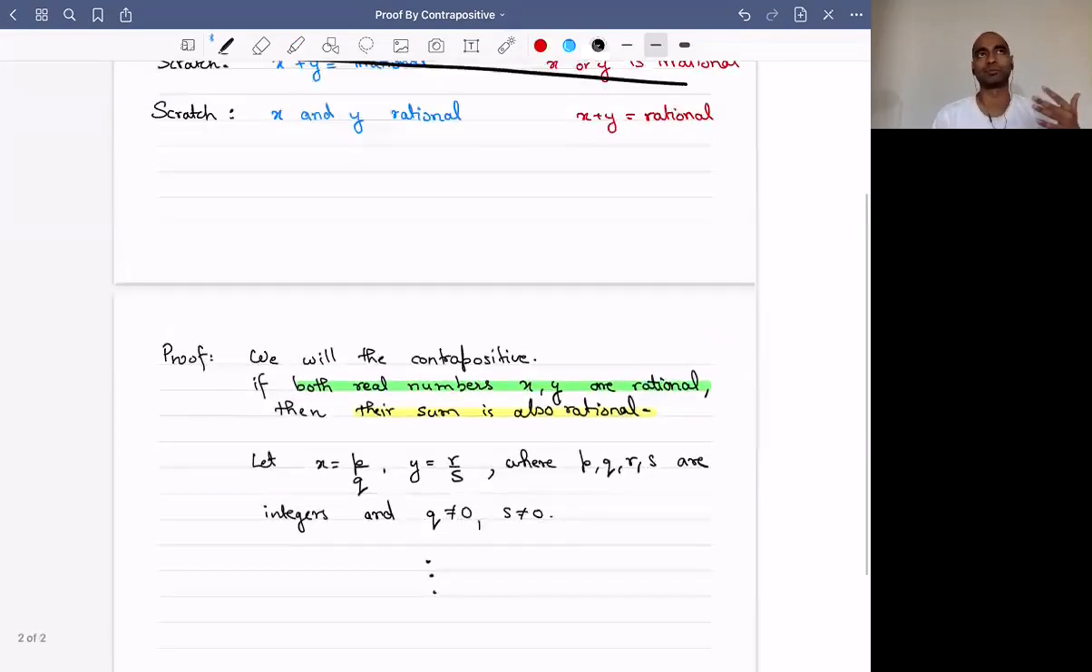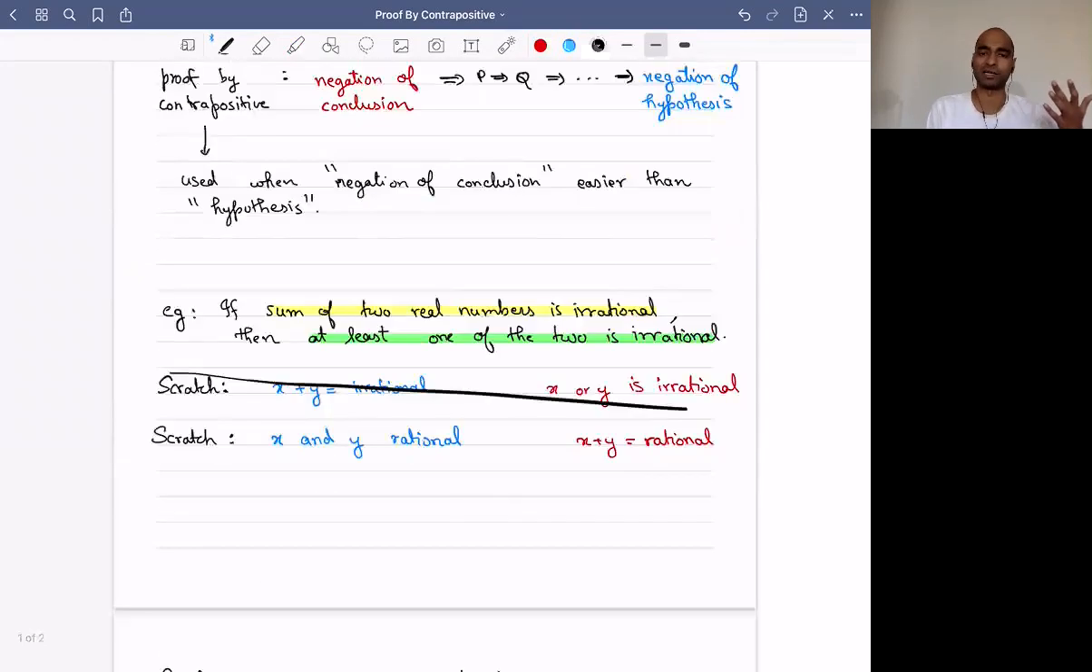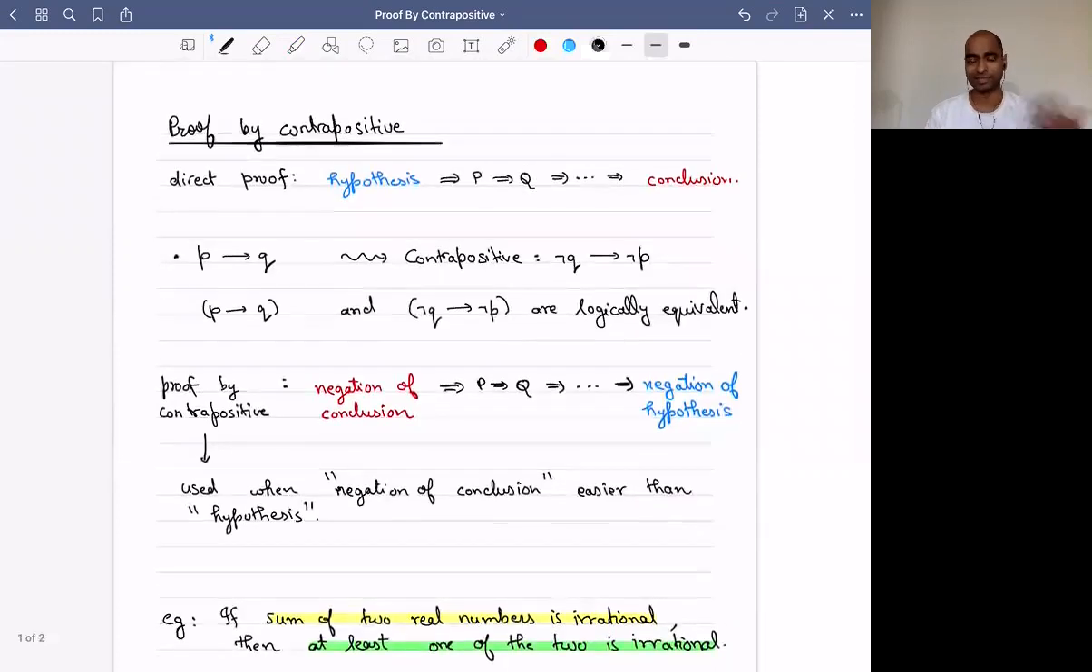Typically what happens is that proving the contrapositive is just as hard as giving a direct proof. So we don't always try to switch to the contrapositive, but sometimes it does happen that the negation of the conclusion is easier than the hypothesis, and then you just do it by contrapositive.